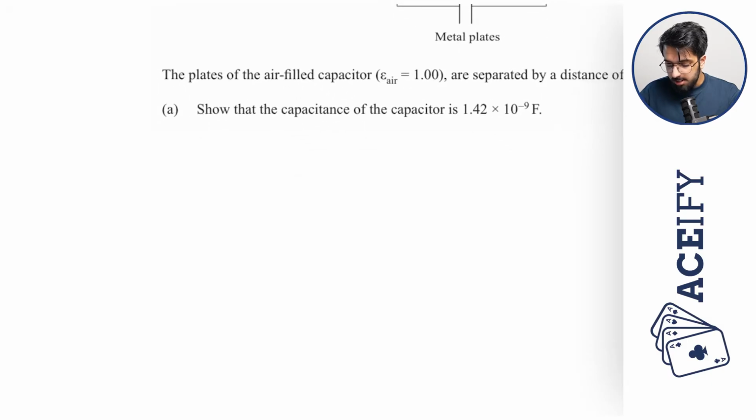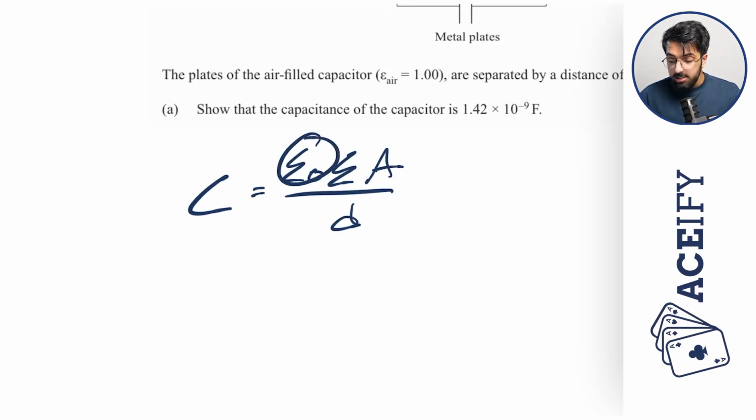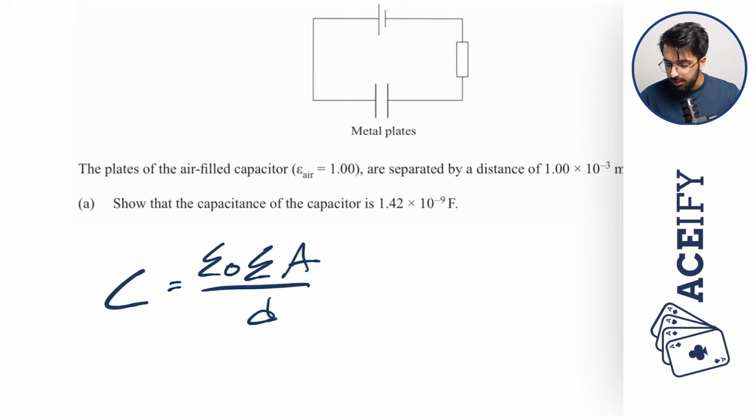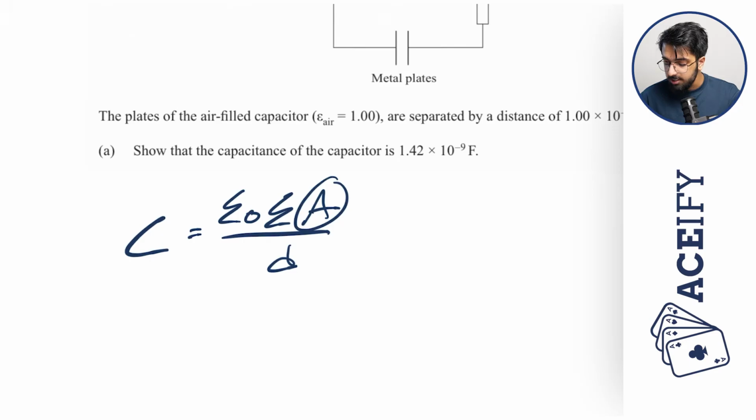Alright, so we know that the equation for our capacitance is equal to epsilon naught times epsilon times our area all over our distance. Alright, so our epsilon naught is the permittivity of free space. Our epsilon is our dielectric constant, which has a value of 1. And obviously this is our area and this is our distance.